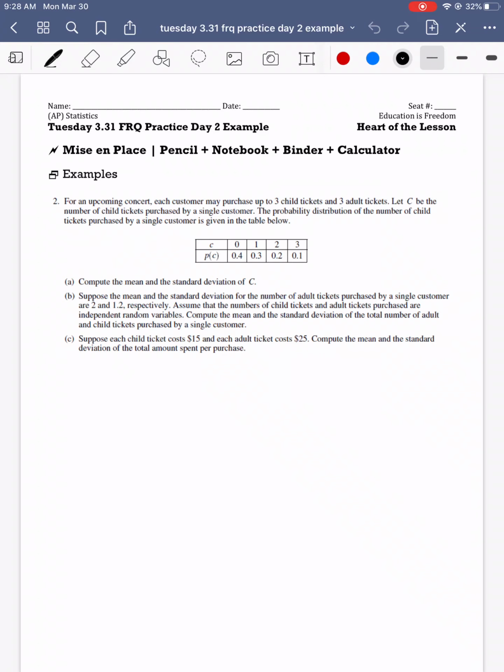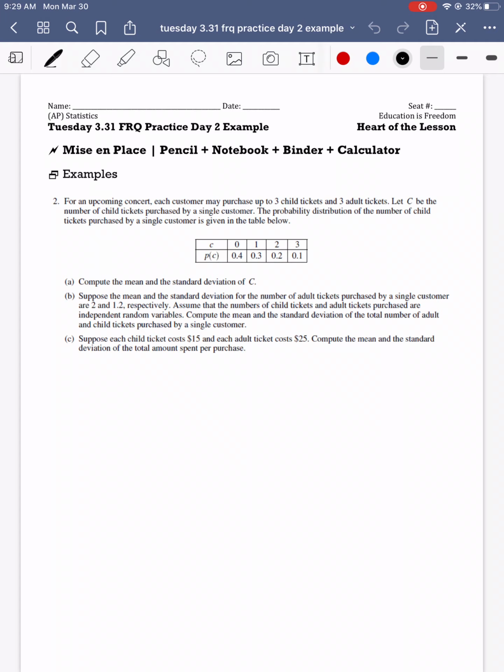Good morning, everyone. Today we are going to take a look at another FRQ from the same AP exam that yesterday's FRQ came from. So this problem here says for an upcoming concert, each customer may purchase up to 3 child tickets and 3 adult tickets.